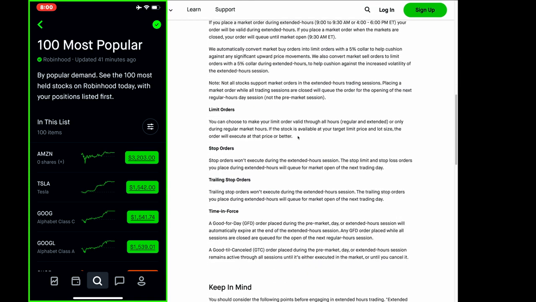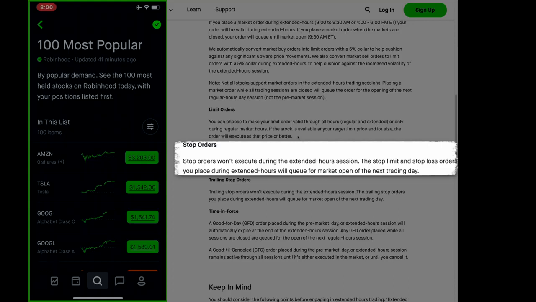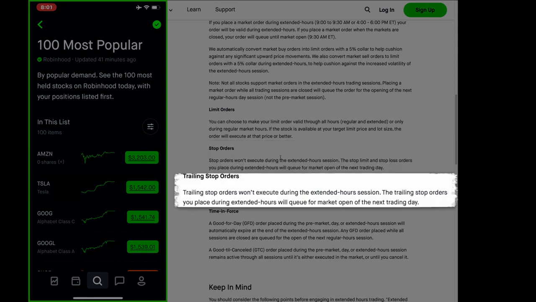So going on to stop orders. Stop orders, well, they say that they won't execute during the extended hours session. That's true. With other brokers, that's not true. But with Robinhood, the stop limit and stop loss orders you place during extended hours, they're just going to be queued up for the market open at the next trading day. So the stop orders pretty much are just limited to the regular trading hours, not the extended hours. Trailing stop orders will not execute during extended hours session, and the trailing stop orders you place during those hours will be queued up for the next opening day. So just keep that in mind.